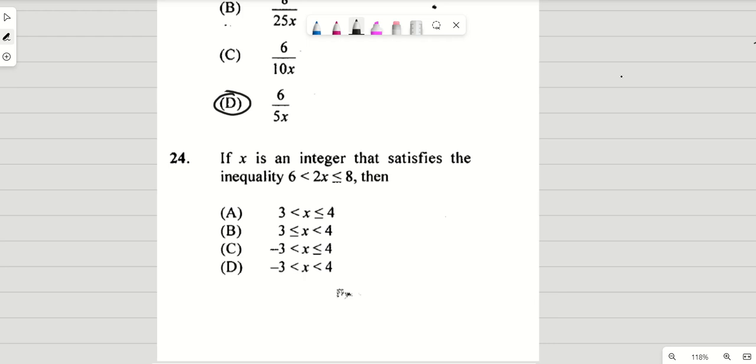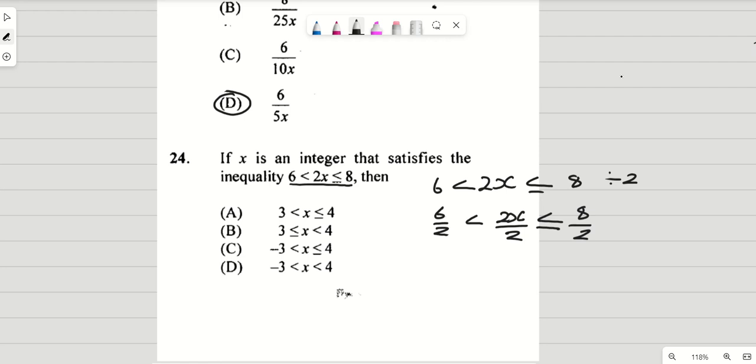Right? Let's look at this. If x is an integer that satisfies the inequality 6 is more than 2x, which is less than or equal to 8, they want x, so to get rid of 2x, we have to divide the entire thing by 2. So that's 6 divided by 2, sign stays the same, 2x divided by 2, less than or equal to 8 divided by 2. This is 6 divided by 2 is 3, is less than 2x divided by 2 is x, and 8 divided by 2 is 4.